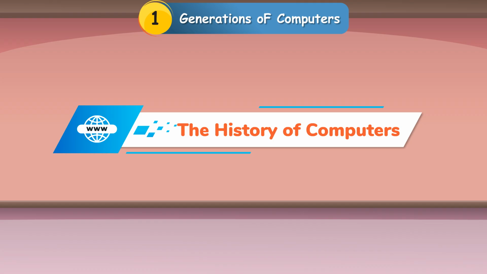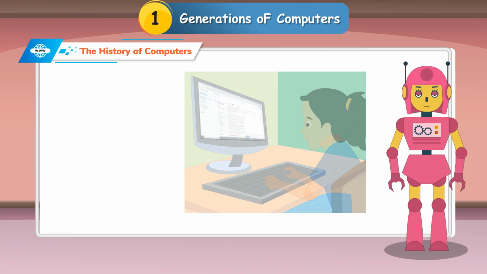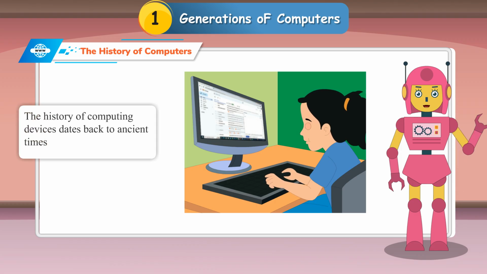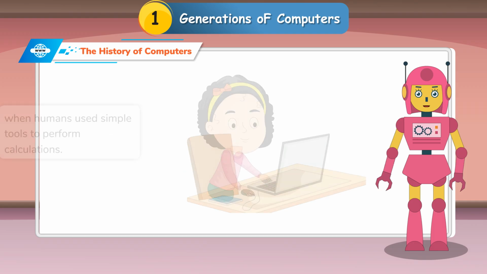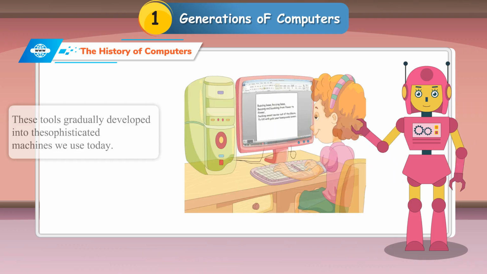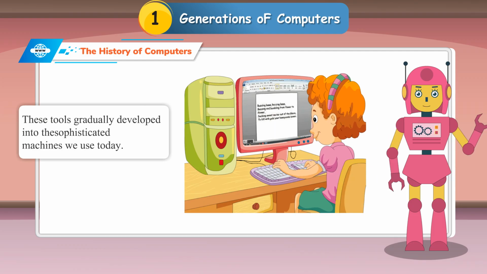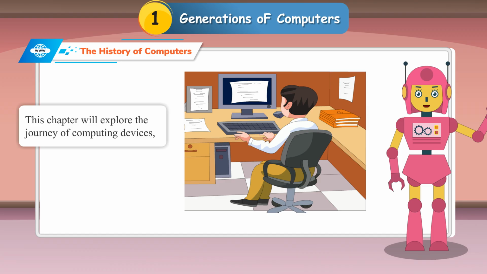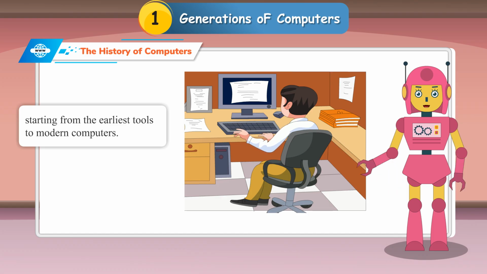The history of computers. Computers, as we know them today, have evolved significantly over time. The history of computing devices dates back to ancient times, when humans used simple tools to perform calculations. These tools gradually developed into the sophisticated machines we use today. This chapter will explore the journey of computing devices, starting from the earliest tools to modern computers.